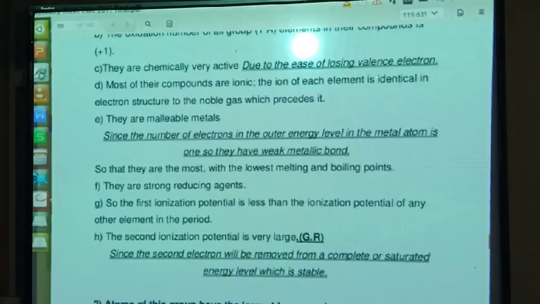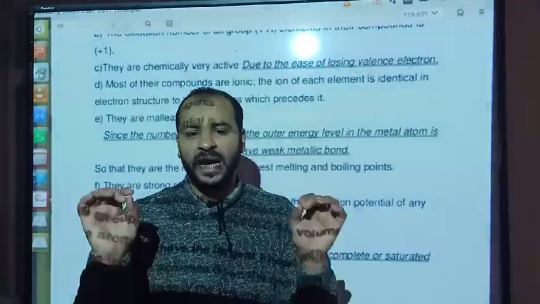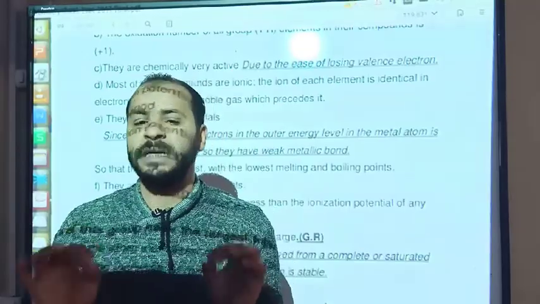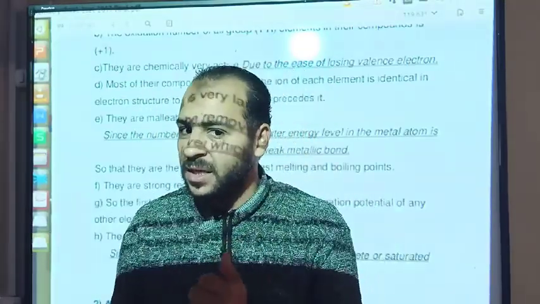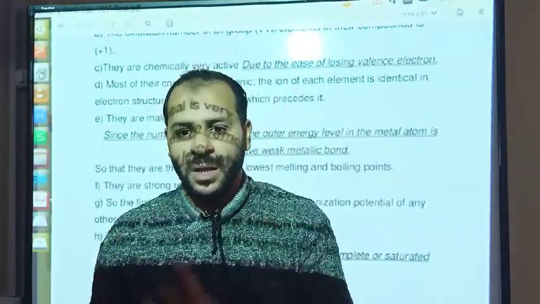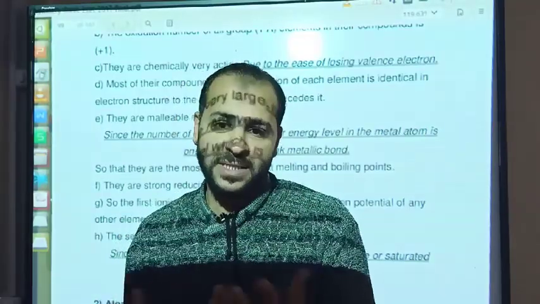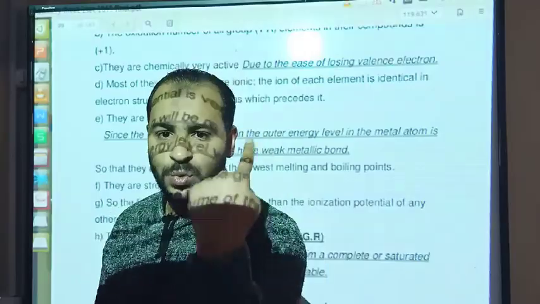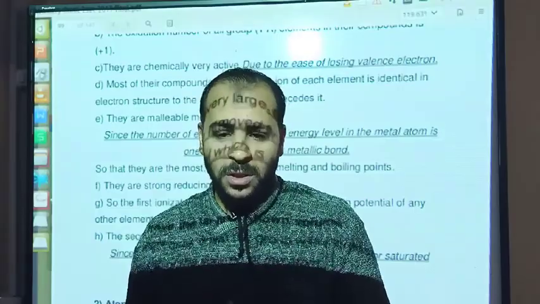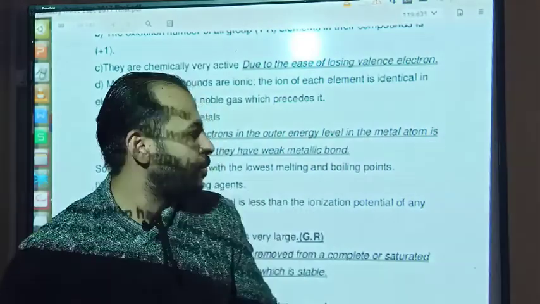They are malleable metals. The metallic bond in them is very weak. Why? Because it contains 1 electron in the outer level. The presence of 1 electron in the outer level causes a weak metallic bond. Why? As we have studied at the end of chapter 3, the strength of the metallic bond depends on the number of valence electrons. These elements have just 1 electron, so they form a weak metallic bond. The weak metallic bond means low melting point and low boiling point.